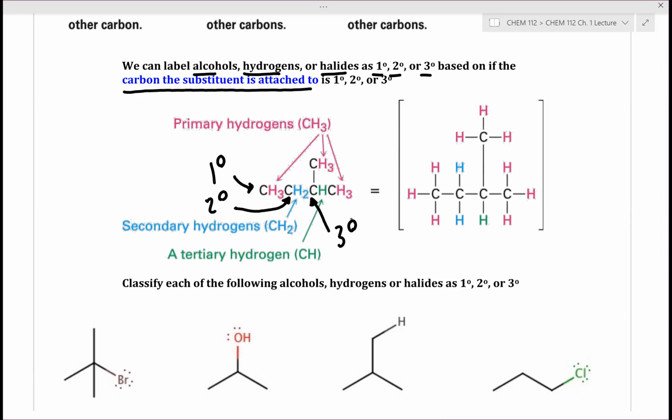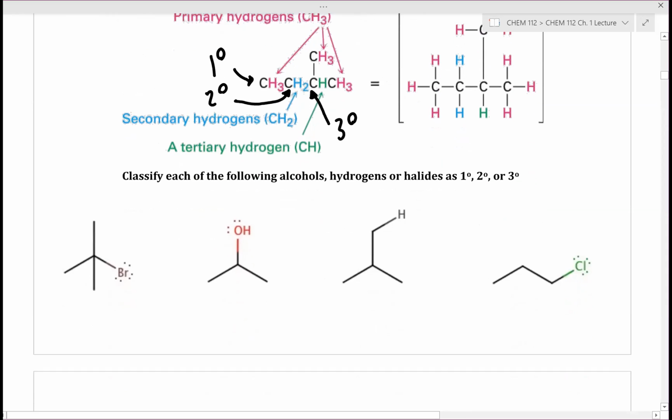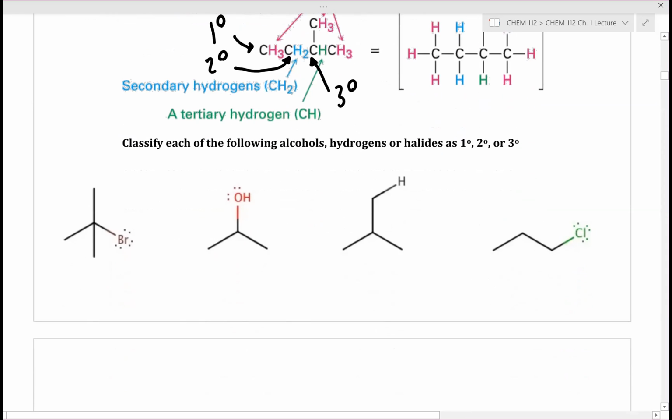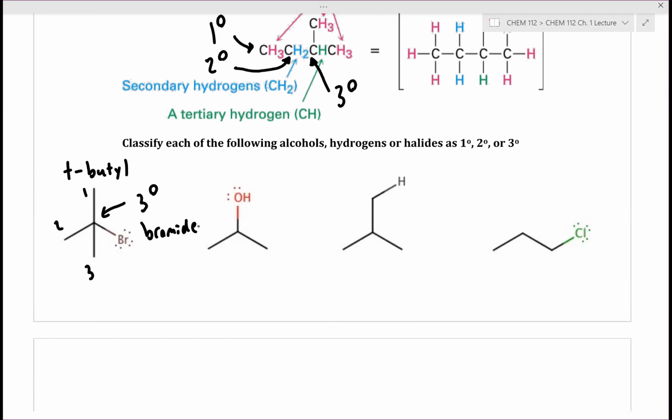Okay, let's try a few more examples. Let's classify the following alcohols, hydrogens, or halides as primary, secondary, or tertiary. I'll start us off with the following species. This is known as a tert-butyl chain. This is like tert-butyl bromide. And this carbon here has 1, 2, 3 substituents attached, so it's tertiary. So this bromide would be a tertiary bromide. What I want you to do now is to break into groups and work on the next 3 on your own, and then we'll come together to discuss in about a minute and a half.